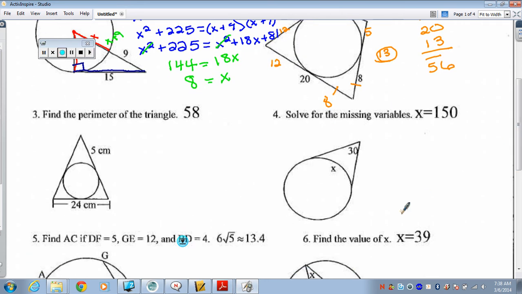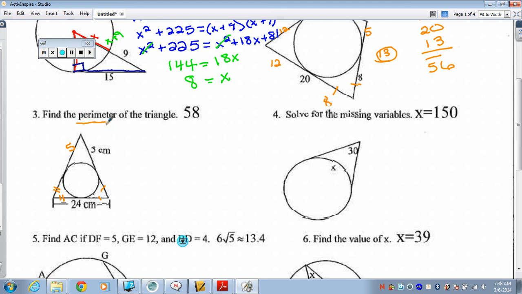Number 3. All right, first of all, just like number 2, we know these two parts are congruent, so this is going to be 5. We know this whole side right here is 24. What we do know as well is that this is congruent to this, and this is congruent to this. So if these two parts add up to 24, these two parts also add up to 24.